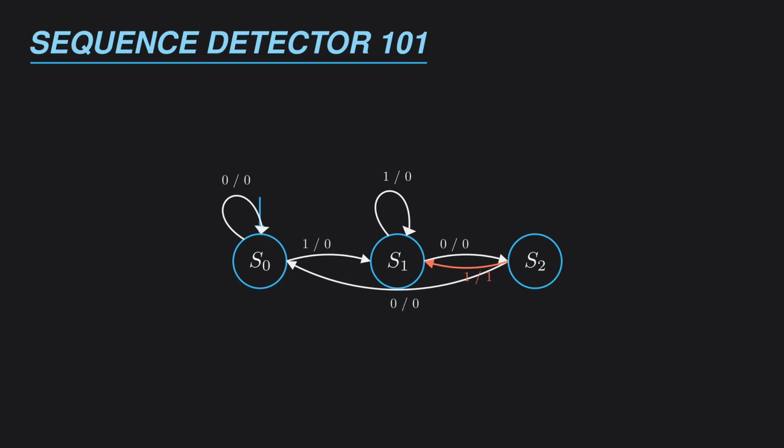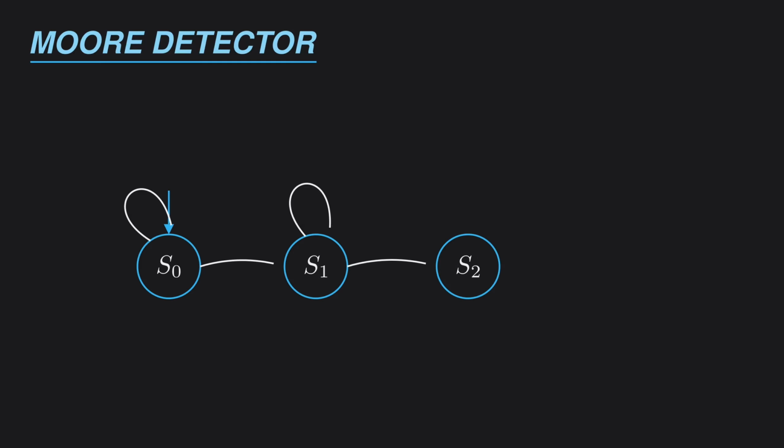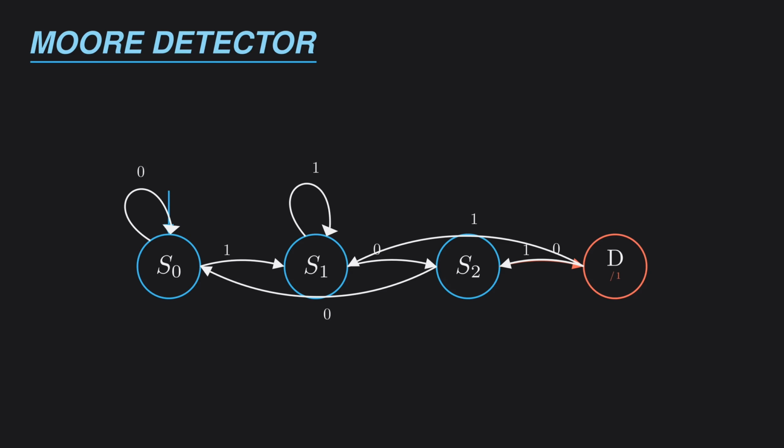And in the overlapping version, that same incoming one also sends you back to the second state, the one for having seen a single one ready to reuse that trailing bit. Now let us build the Moore version of the same detector. Because the output must live inside a state, you add a dedicated detected state whose output is a 1. And here is the consequence. The Moore machine needs one more state than the Mealy one, and its output appears 1 clock later. There it is again, in the wild.